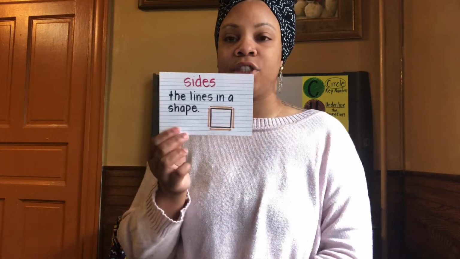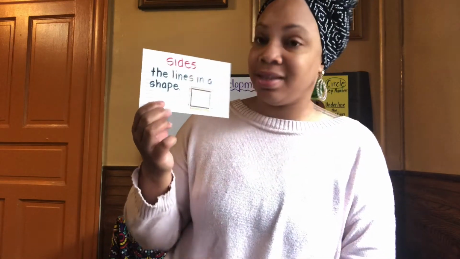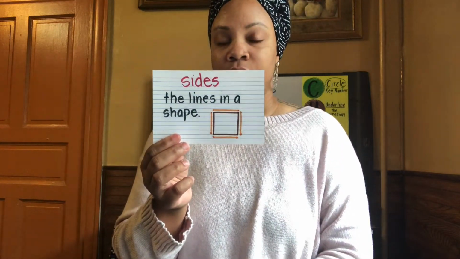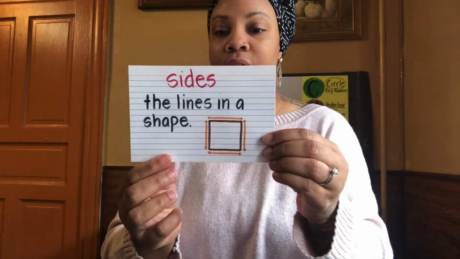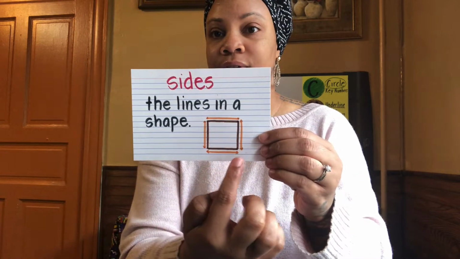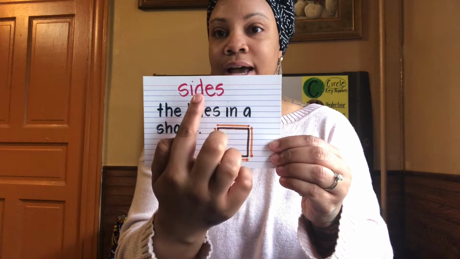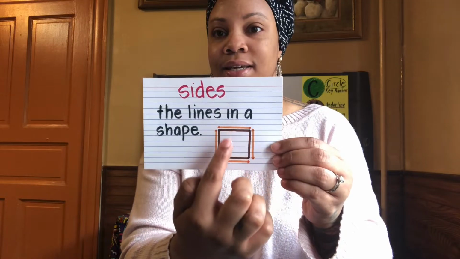Okay, good. All right, we are going to refer to the sides of shapes today. The sides of the shape are the lines in a shape. So if we look here at this square, we have a line here, a line here, a line here, and a line here. The sides are the lines in a shape.